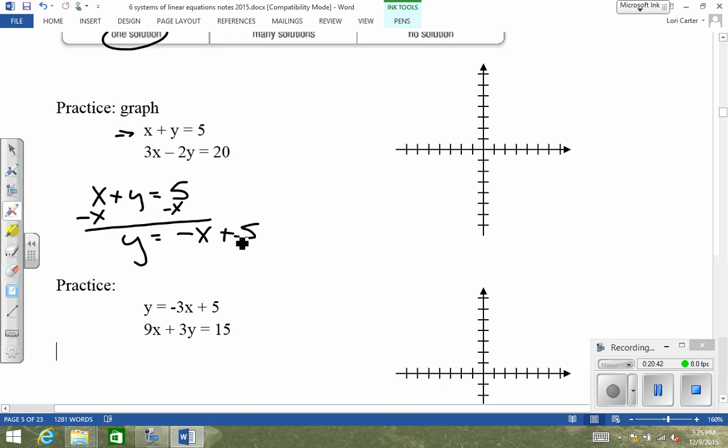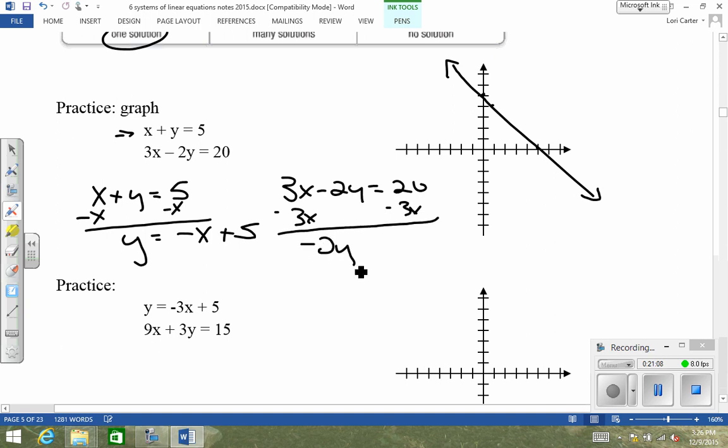So you start at 5. Go down 1 over 1. Draw your line. Okay, everybody good? The next one is the one that a lot of people were making mistakes on. So 3x minus 2y equals 20. What did you subtract? 3x. So negative 2y equals negative 3x plus 20.